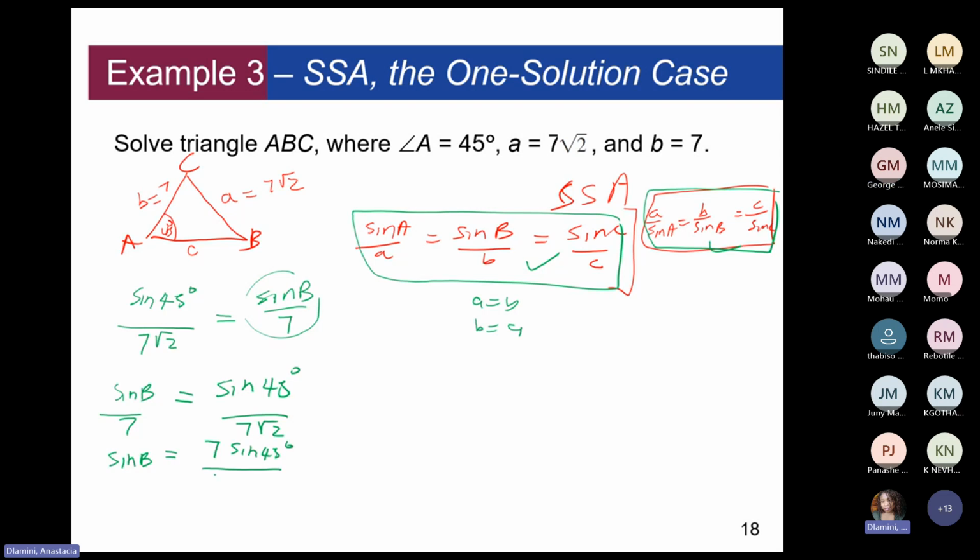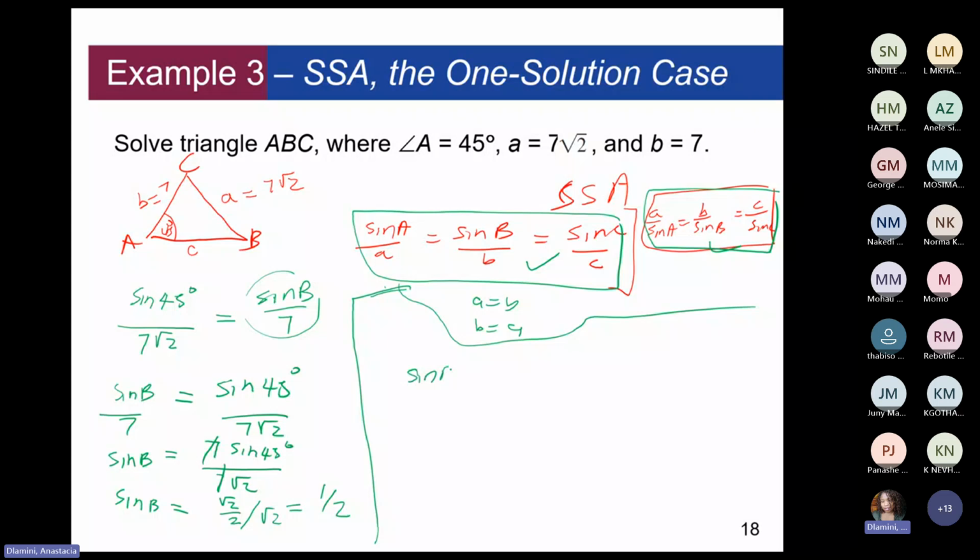That cancels. So sine of B equals, we know what sine of 45 is? That's root 2 over 2, isn't it? Divided by root 2. So we know that this will just be equal to 1 over 2. Do you see that you don't have to use a calculator in some questions? So sine of B equals 1 over 2.